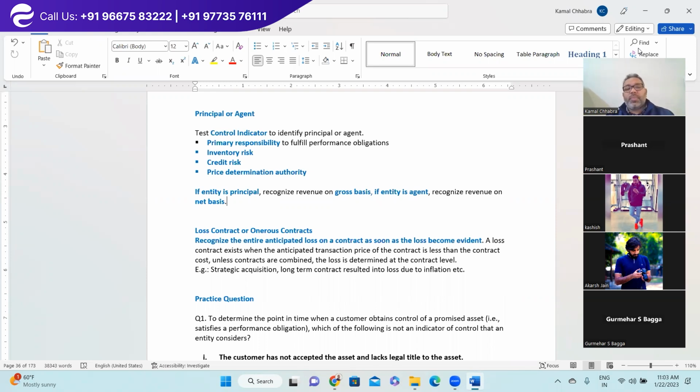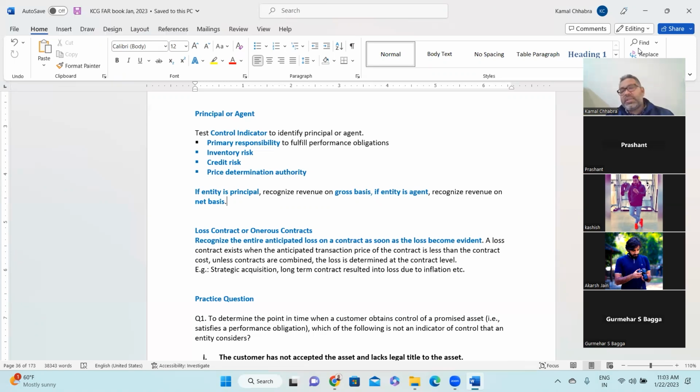And last and the most important is price determination authority. Can Prashant and Ayush make the price decision, or is the pricing decided by the agent at the respective location? Decided by the principal, or decided by the company, right?